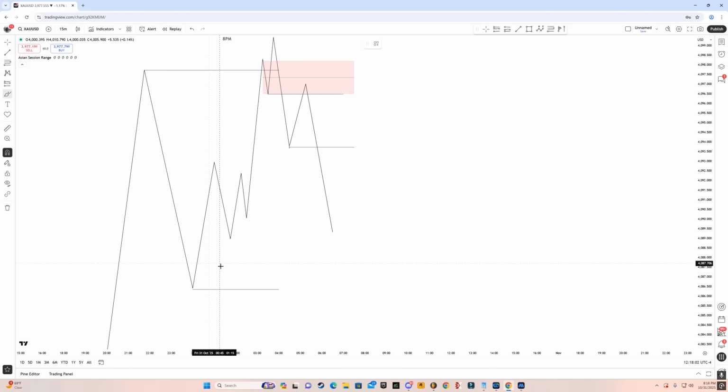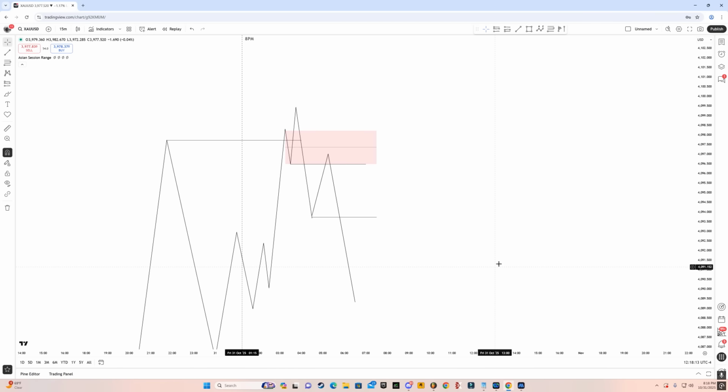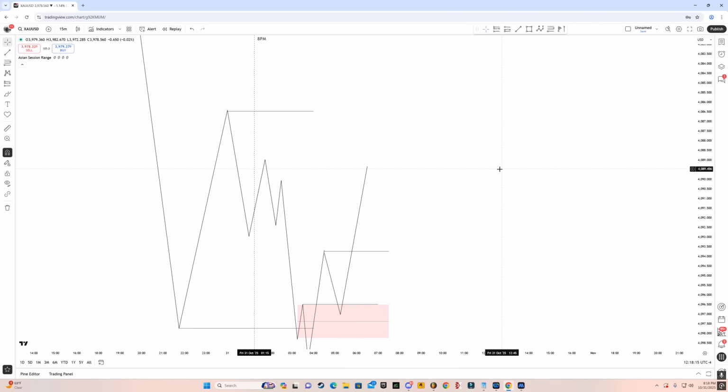And sometimes if your bias is very strong, even though bias is not necessary for this strategy, if you have a clear bias, then you can hold the trade towards this low down there, okay? So similarly, this is what it would look like if you're looking for long.